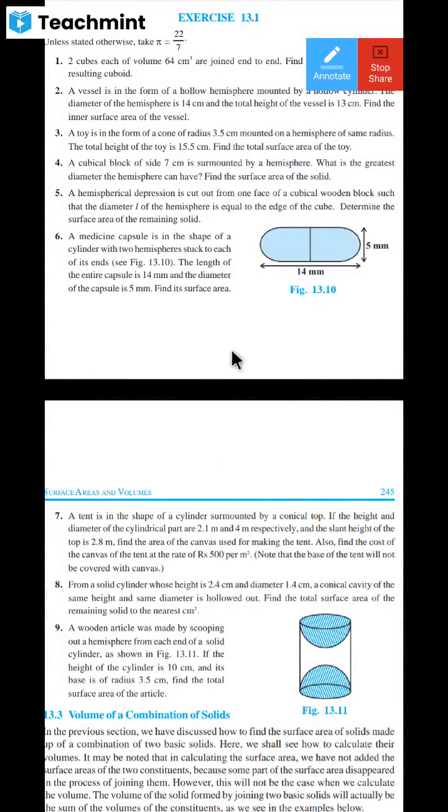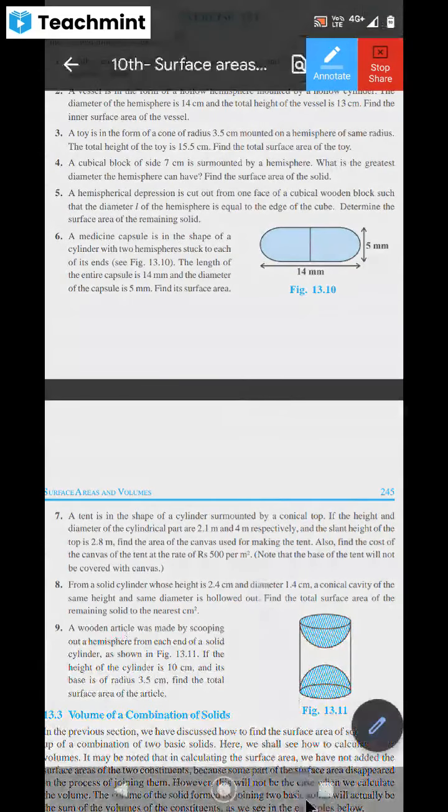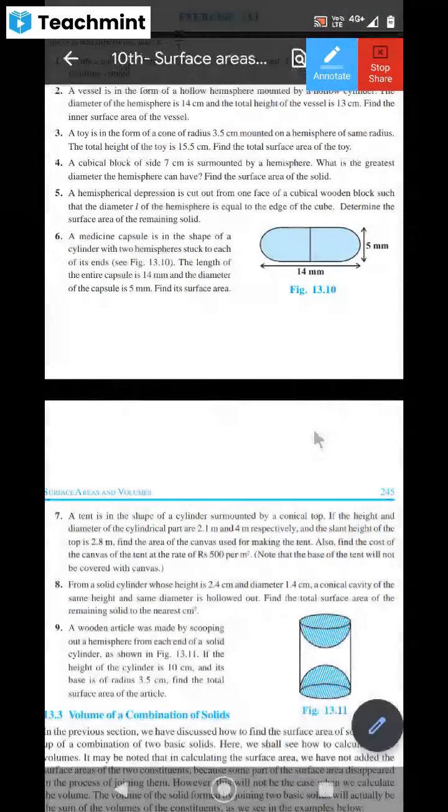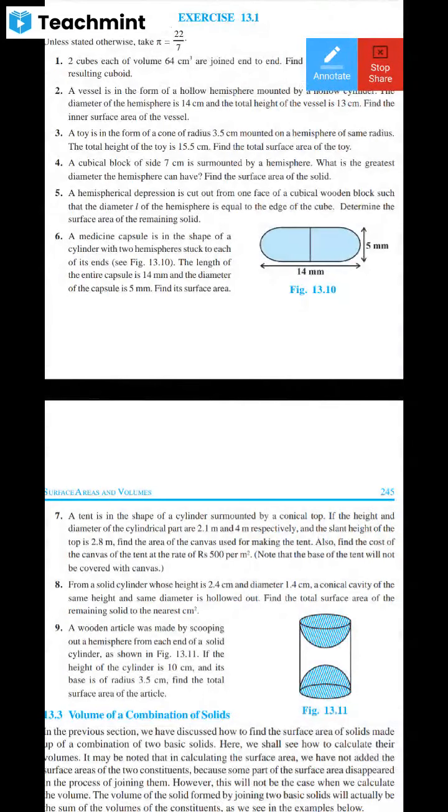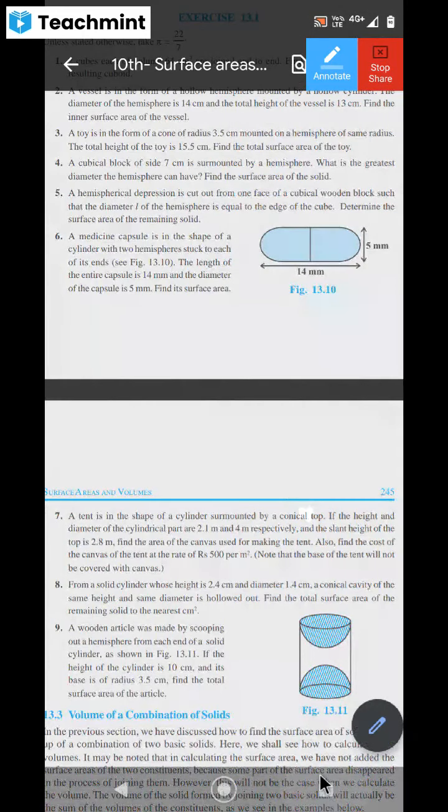Everybody wrote this question, the fifth one? Yes, sir. Okay, fine. If anybody hasn't written the fifth question, say yes. Okay, so let us have a look at this fifth question.